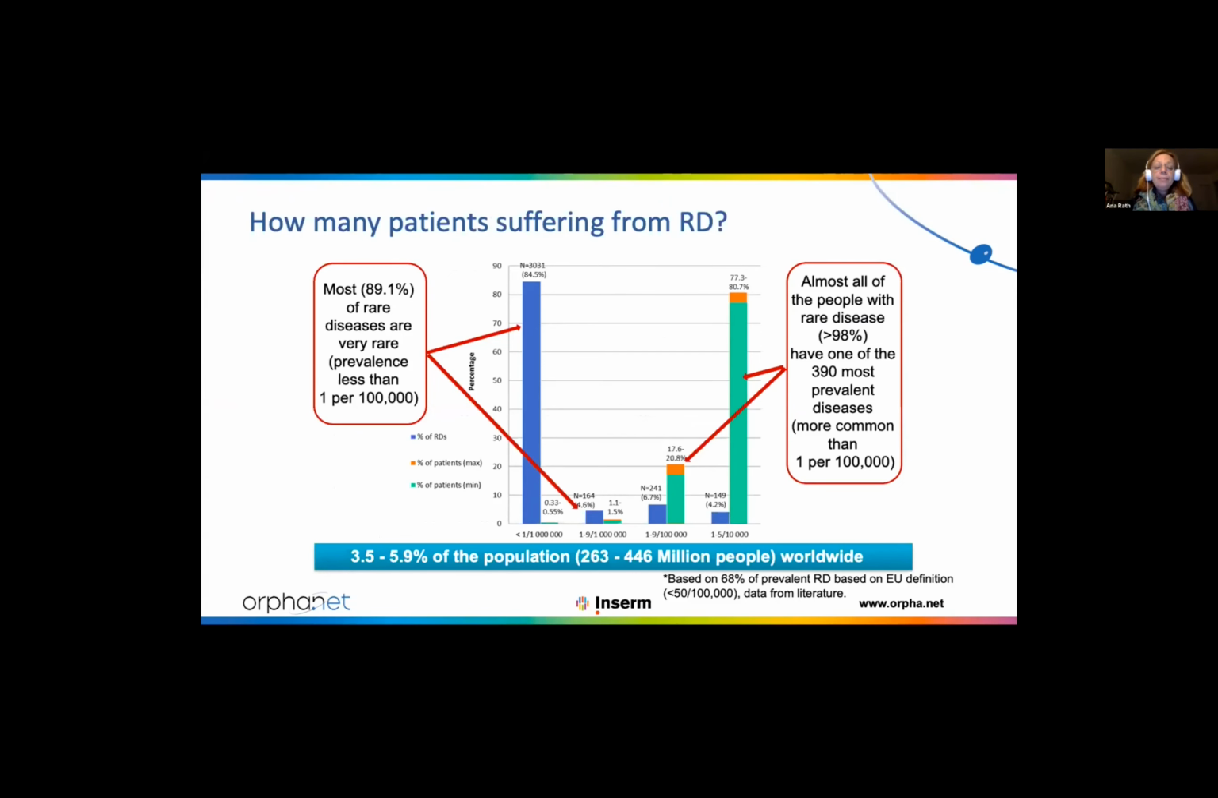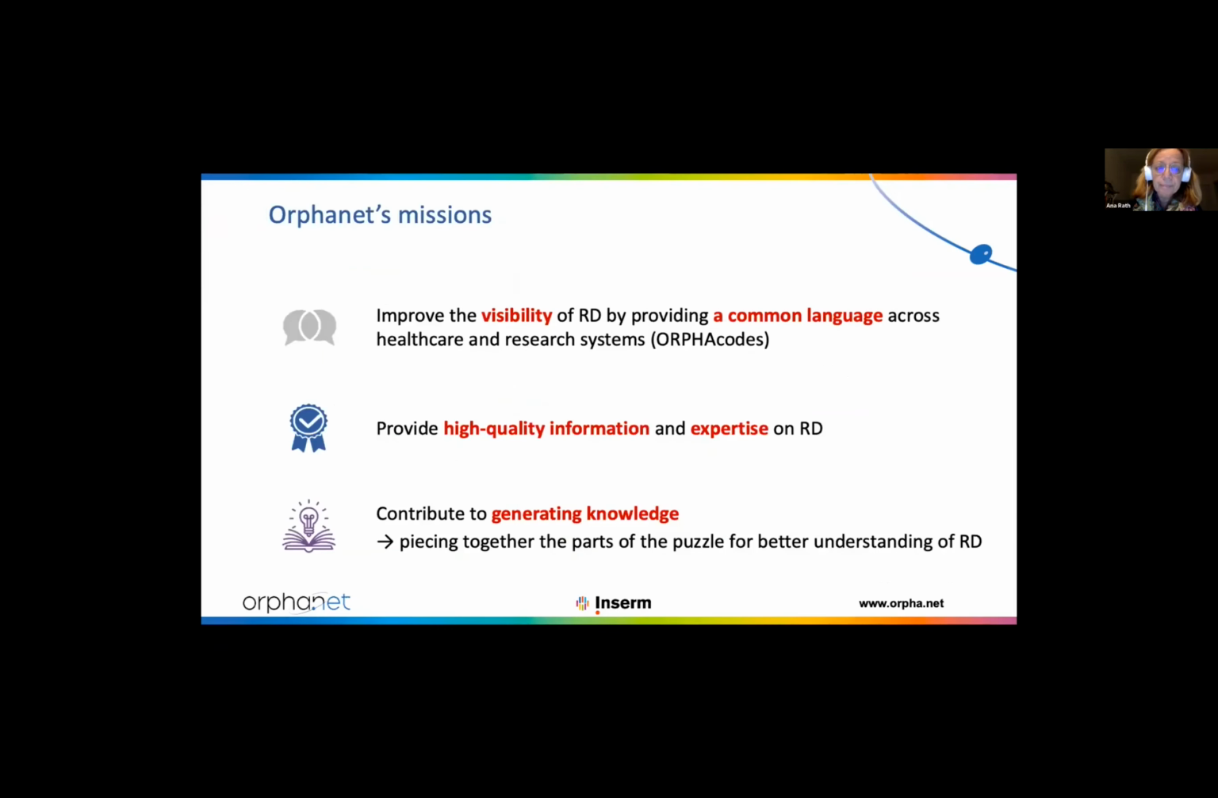But strikingly, we saw that the vast majority of the people suffering from a rare disease have one of the most prevalent 390 diseases, and 2% of the patients share 90% of the diseases. So most rare diseases concern a very small number of people. That is extremely important because those are the most vulnerable amongst the vulnerable.